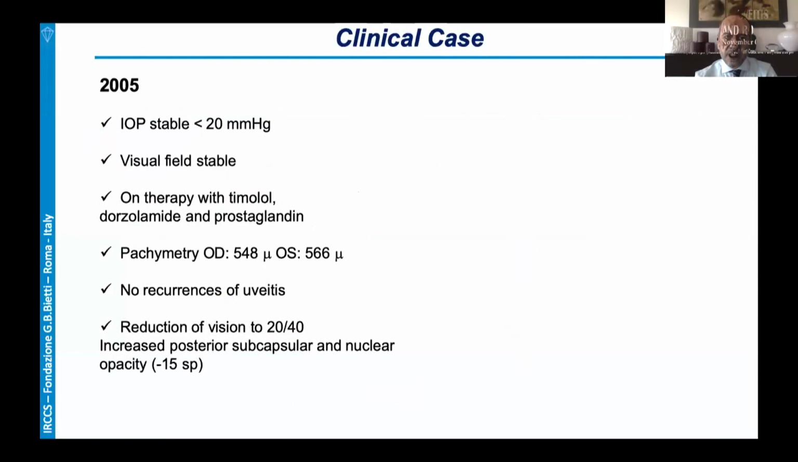The patient remained stable in the next years. In 2005, the IOP was stable on therapy with timolol, dorzolamide, and prostaglandin. The visual field was stable. You can see here also the pachymetry values that were absolutely normal, but he had reduction of the visual acuity in the right eye to 20/40 because of the cataract.